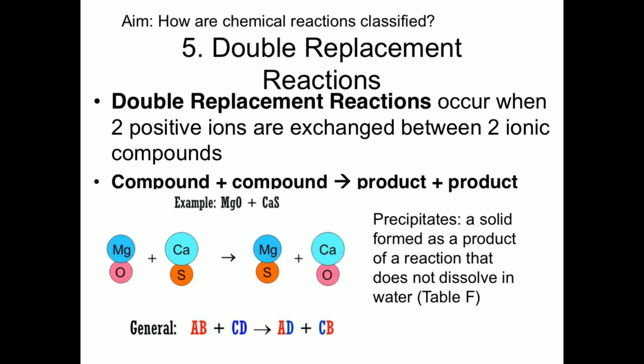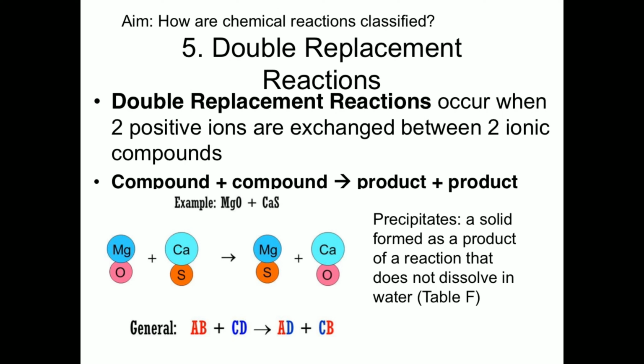The other type of reaction we are going to look at today is called the double replacement reaction. In a double replacement reaction, the two positive ions of two different compounds are exchanged. So here, in this example of magnesium oxide and calcium sulfide, you can see that the magnesium and calcium switch places. Double replacement reactions often involve something called a precipitate.